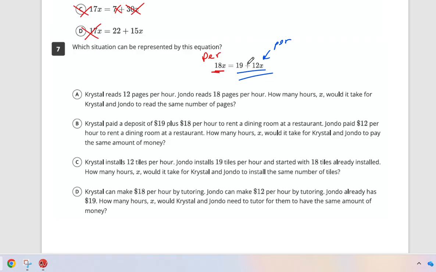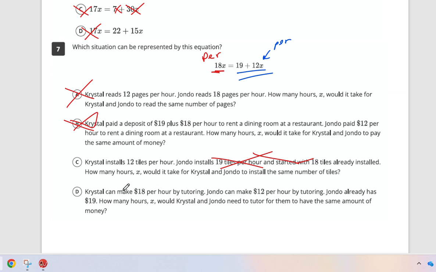No, there's not. We're missing 19. Not even close. Okay. Here, Crystal paid $19 plus 18 per hour. 19 plus 18. Now these two, you see how they put these two numbers together? Out. That is the easy stuff. $12 per hour. John Doe installs 19 per hour and started with 18 tiles already. So 19 and 18 again, they put those together. Out. That would be a different sentence. It's different people. Okay, because 19 goes with 12.